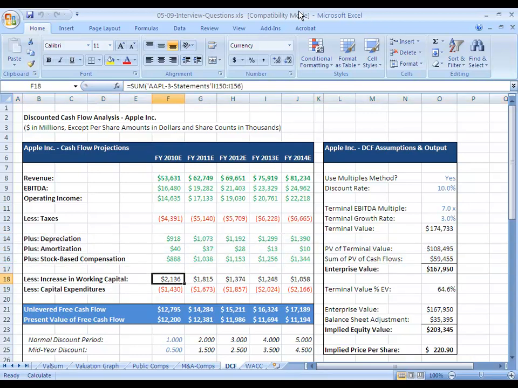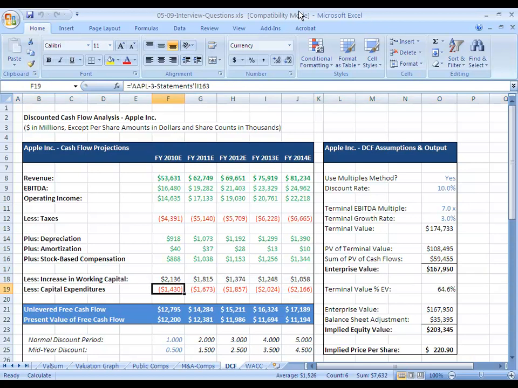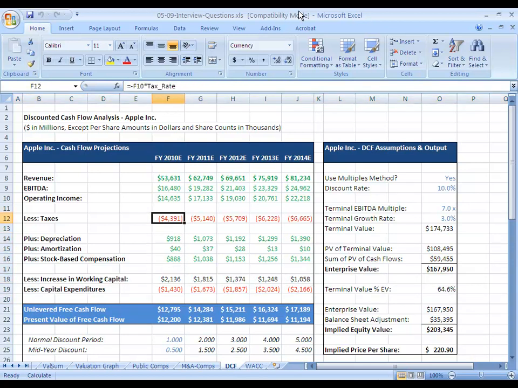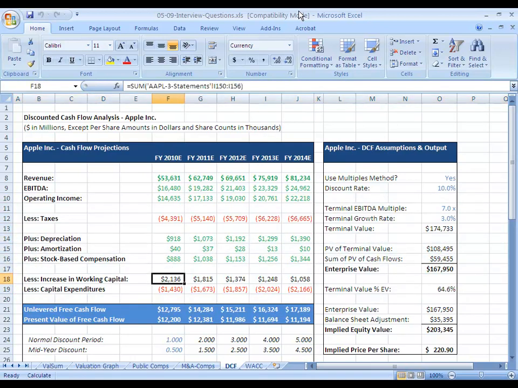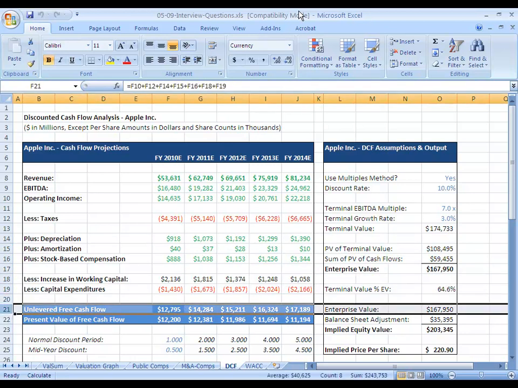Then you subtract the increase in working capital, because if working capital is going up, then you need more cash to fund your business operations. So you subtract that because it's going to drain your cash flow. If it's going down, that means more cash is being freed up, so you have more cash flow. In that case, you add it. And then you subtract capital expenditures, and so you go from operating income, subtract taxes, add back non-cash charges, subtract the increase in working capital, subtract capex to get to unlevered free cash flow.